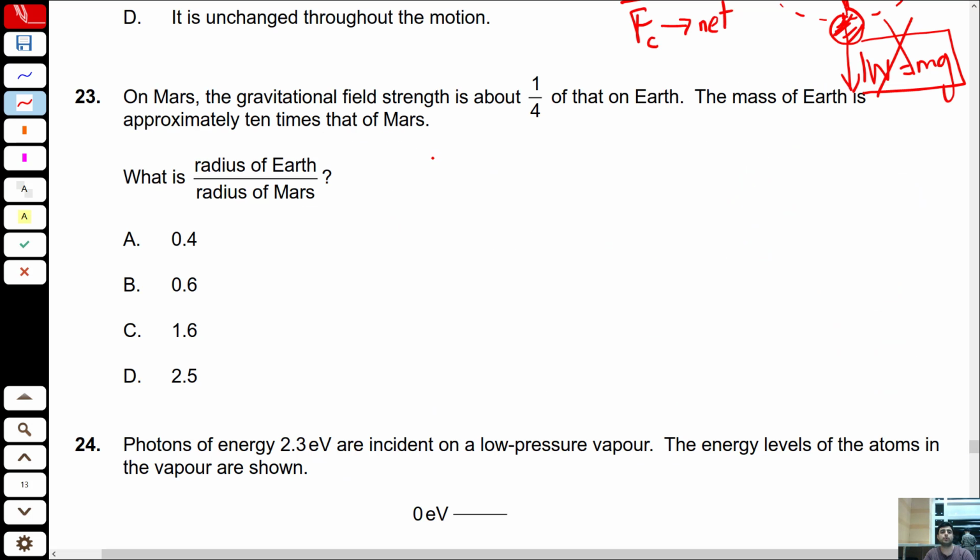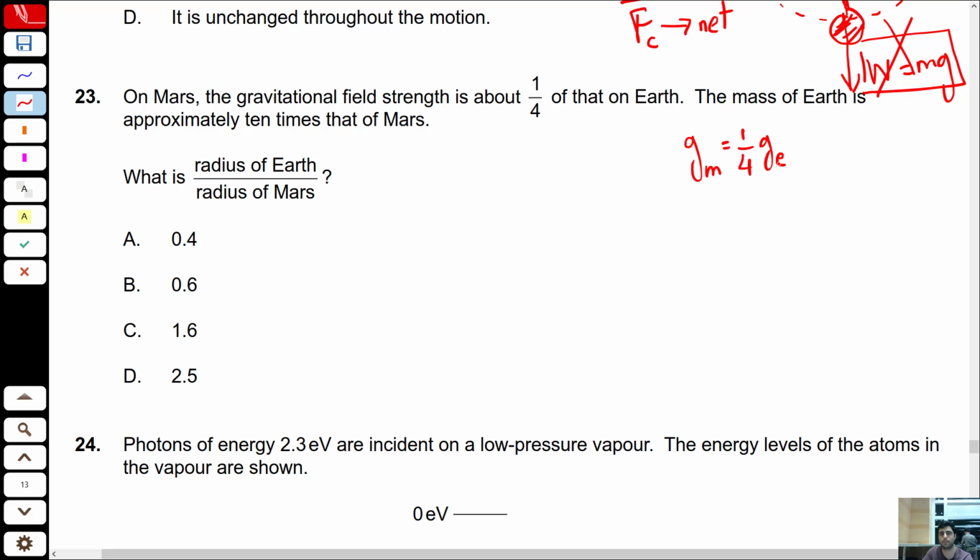Question number 23. On Mars, the gravitational field strength is about 1/4 of that on Earth. Okay, so we can write it down mathematically. The gravitational field strength on Mars is 1/4 of the gravitational field strength on the Earth. So g on the Earth, g on the Mars. Subscript M is for Mars, E is for Earth.